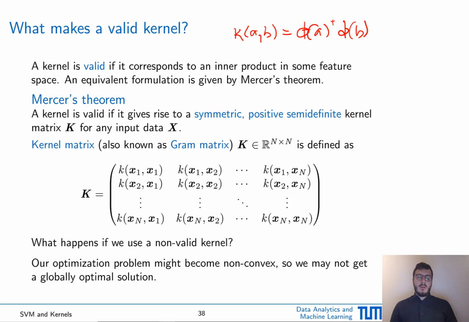x2 to x1, and so on. So basically you look at the similarity between any data point and any other data point. And you take all of these numbers, which come out of the kernel function, and you plug them into this matrix, and you call this the kernel matrix.